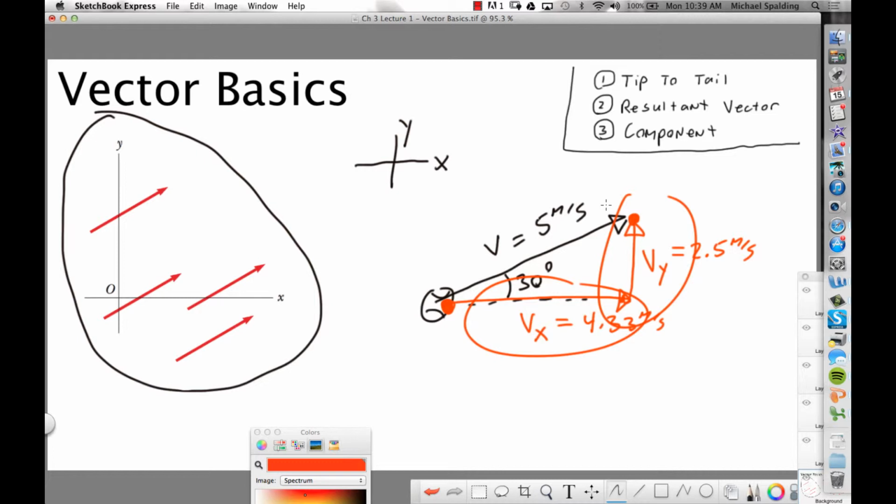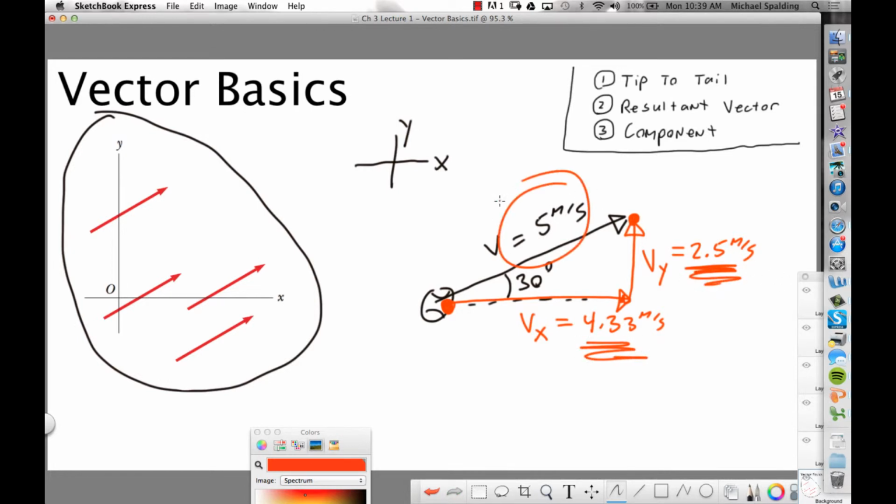Now hold on a second. Did I make a mistake? Everybody look. What the heck, man? 4.3 and 2.5, does that add up to 5? Wait, 4.3, 2.5, that adds up to 6.8. Uh-oh. Did we make a mistake?